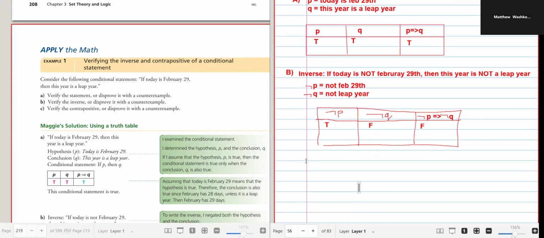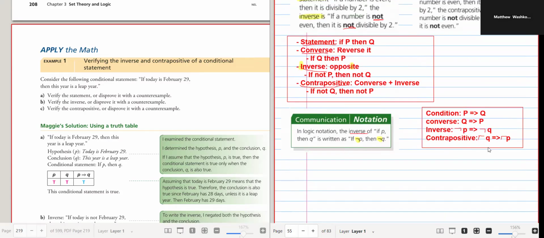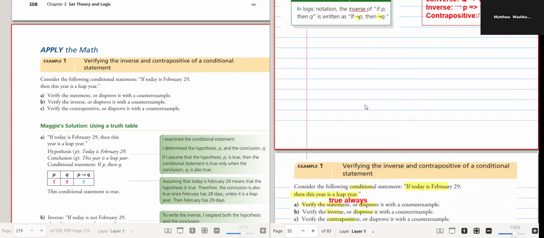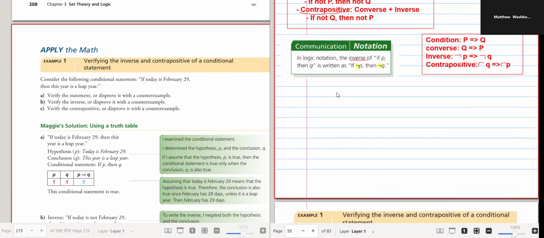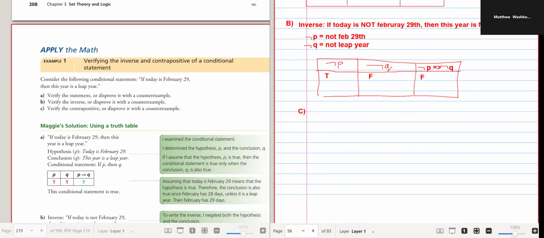So now let's do question C. Verify the contrapositive. How do I find the contrapositive again? You take the converse of the inverse, or the inverse of the converse. So I already know what the inverse is. So I'm just going to take the converse of that. I'm just going to change the order of it, right?